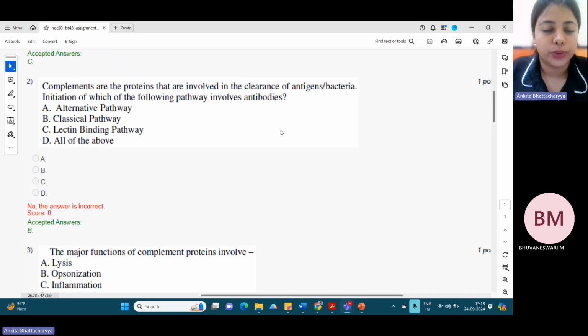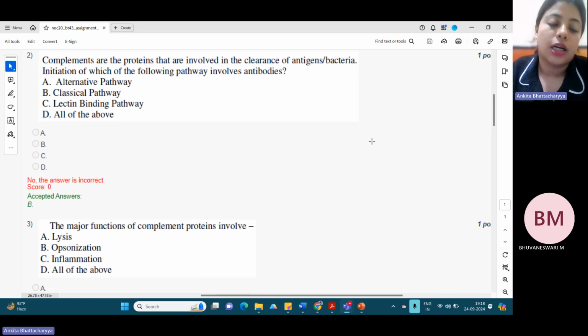Now coming to question 2, complements are the proteins that are involved in the clearance of antigens and bacteria. So initiation of which of the following pathways involves antibodies? A, alternative, B, classical, C, lectin binding pathway, or D, all of the above. So considering the extensive discussions we just had, you would obviously understand that it depends on the classical pathway, which depends upon the presence of antibodies, not the alternative or the lectin binding pathway. Therefore, the correct option is option B. Its initial stimulus comes from the antigen antibody interaction. So that is option B.